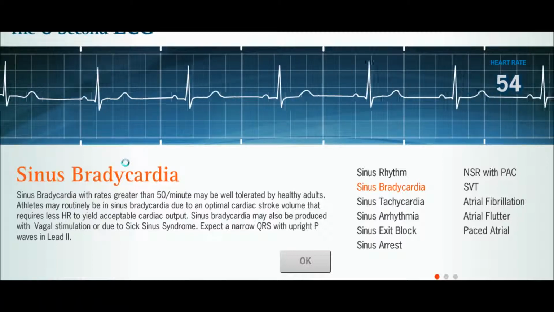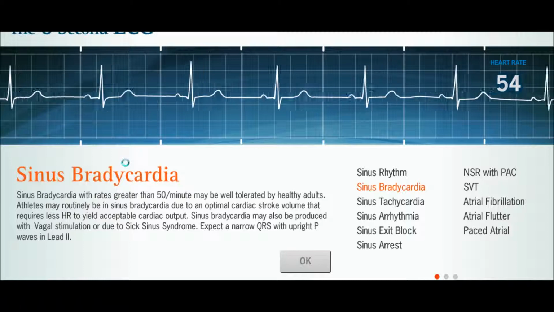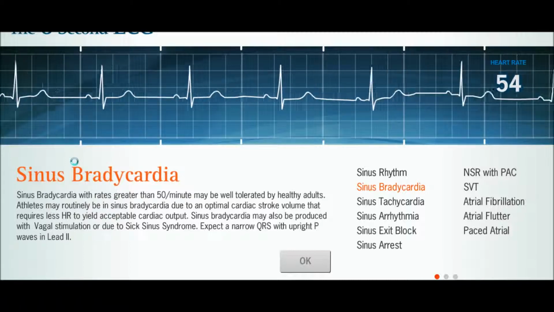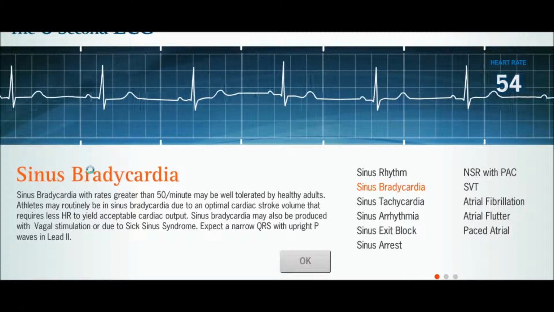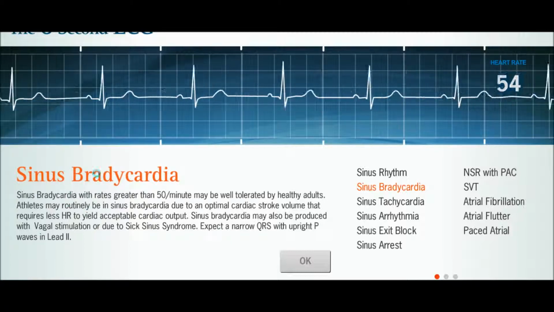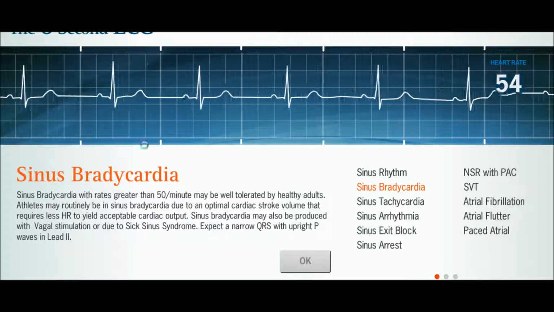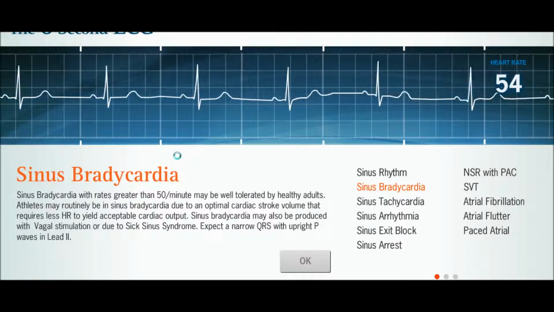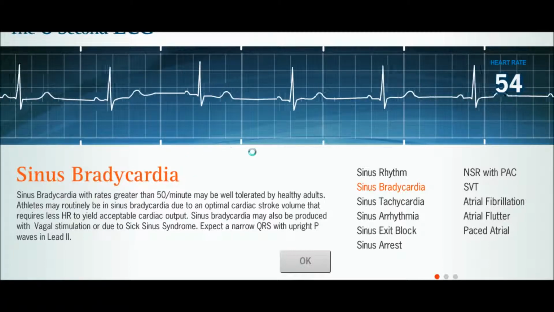You can also have sinus bradycardia caused by intense vagal stimulation. You can do a vagal rub on your carotid sinus to get some vagal stimulation, but it's typically non-pathological, but it is something to watch out for.